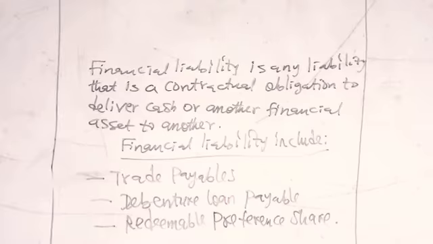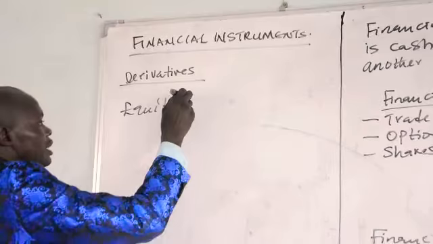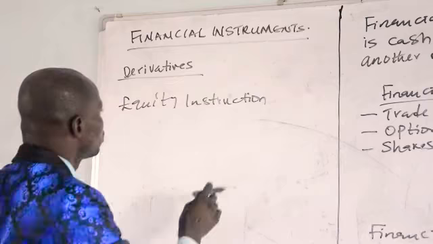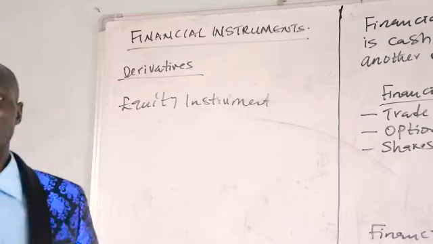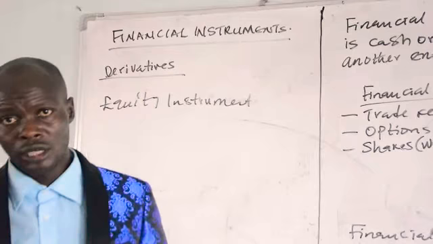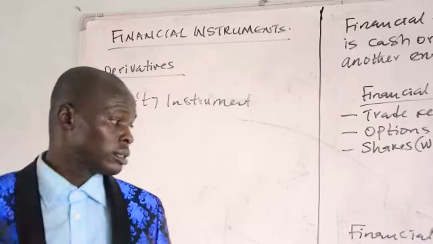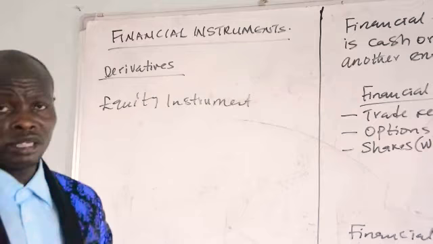Then equity instrument. An equity financial instrument is any contract that evidences a residual interest in an asset of an entity after deducting all liabilities. There are three standards on financial instruments.